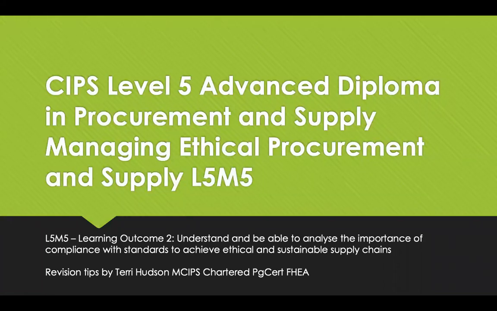This is Module 5, Managing Ethical Procurement and Supply, and it's Learning Outcome 2, which is to understand and be able to analyse the importance of compliance with the standards to achieve ethical and sustainable supply chains. So we look at the complexity in supply chains and how they impact on compliance, how contractual terms can support compliance with standards for sustainability, the use of third-party organisations to promote compliance, and how to critically assess how relationships with suppliers should deal with infringements.